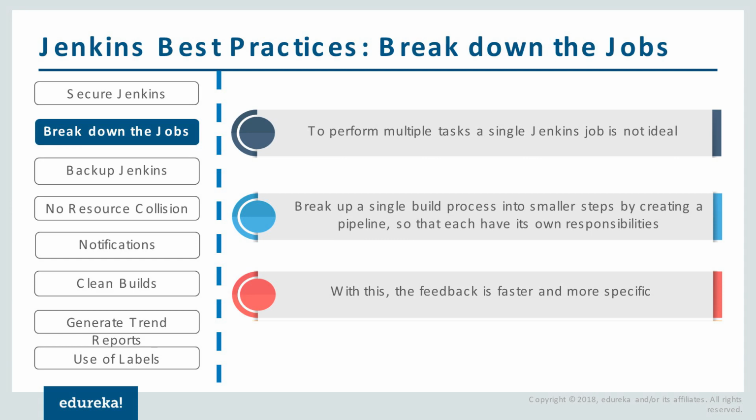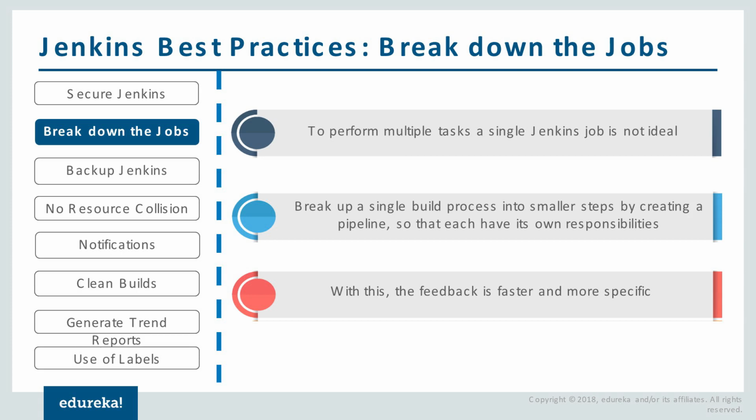You should always break down the jobs. You should not keep your jobs very long. If needed, you can always create upstream downstream projects, right? So you can create multiple jobs, job A, B, C, D, and then you can tie them up in such a way that once job A is complete, it will trigger job B, and then B will trigger job C, and C will trigger job D, and so on.